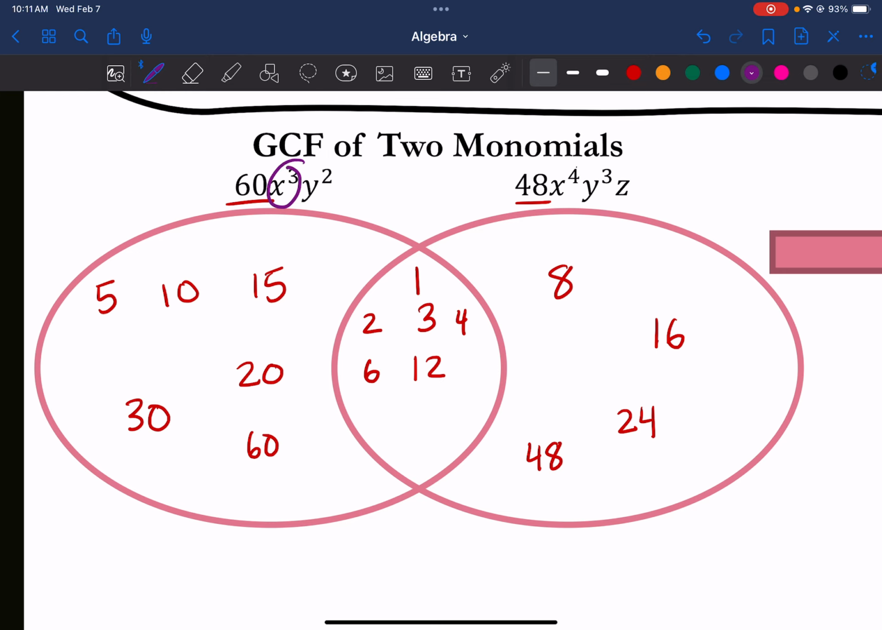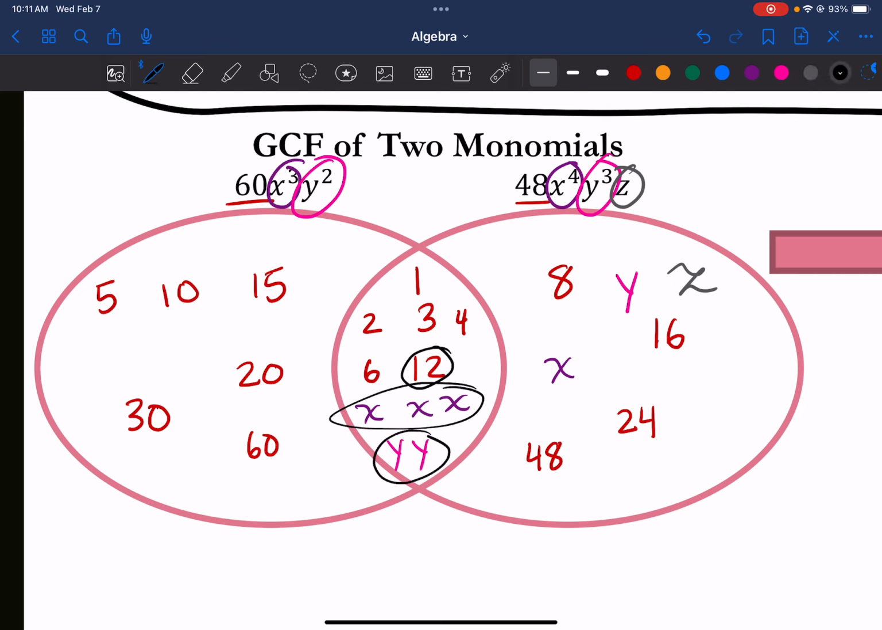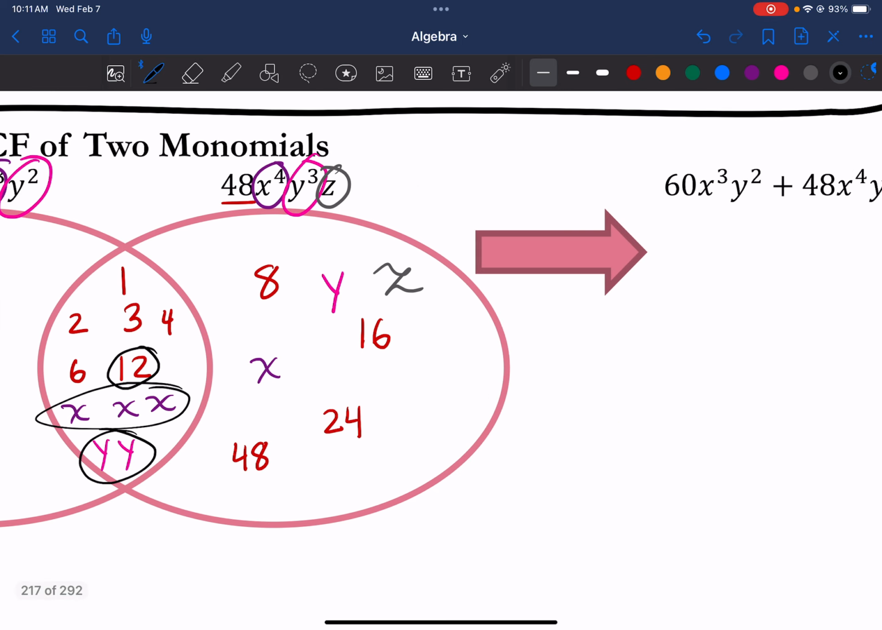Now we're going to look at our x's. How many x's do they share? They actually share 3 of them, and then there's 1 left over in the 48. Our y's, they both share 2 of them. There's 1 left over in the 48. Our z's are only in the 48. So what's the greatest that we can take out? A 12, 3 x's, and 2 y's. So we're going to take out a GCF of 12x cubed y squared.